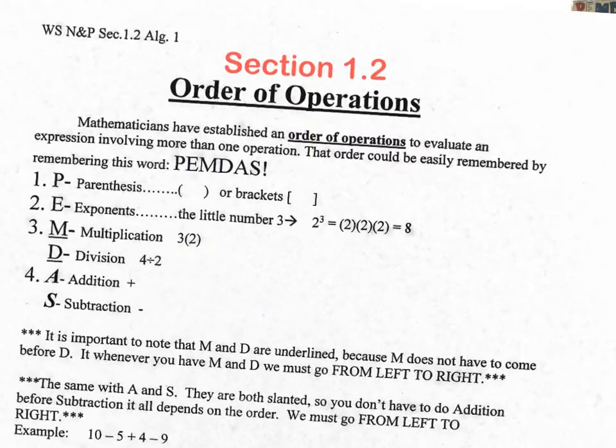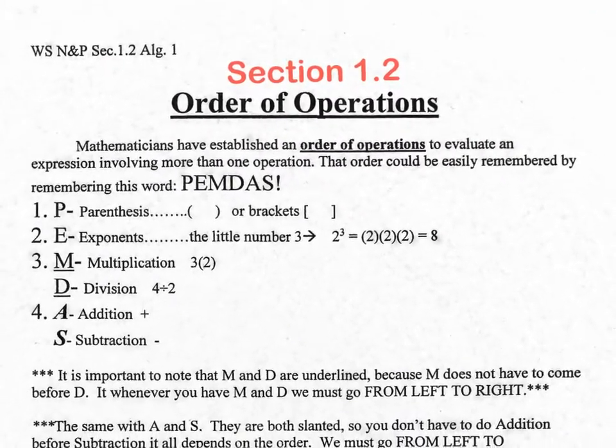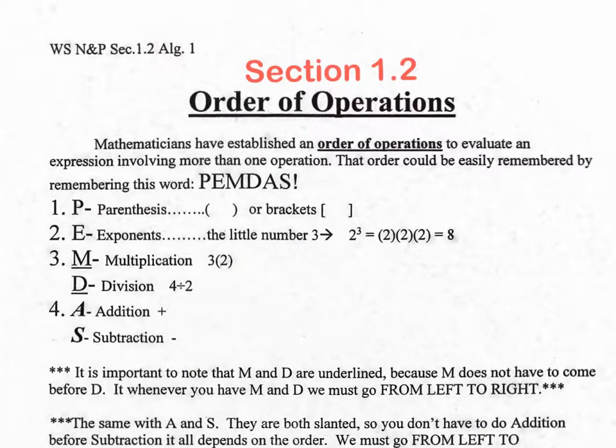So we have our notes here for today, section 1.2, and we're going to be talking about the correct order of operations in mathematics. Now, we already learned last week that an operation in math is simply adding, subtracting, multiplying, dividing, exponents, parentheses, all that good stuff in math. Those are operations. And just like making a cake, you have to do it in a certain order, okay?